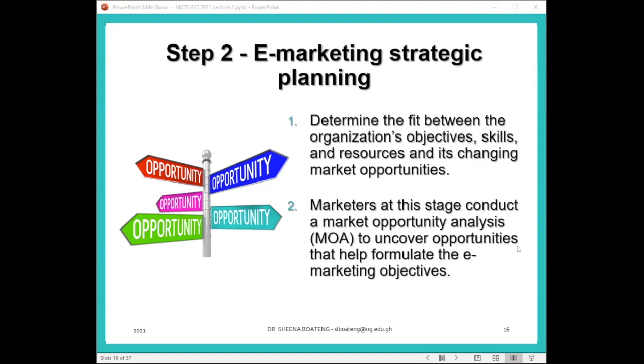So here we look at the firm's overall objectives, the skills and resources that they have at their disposal, and the marketing opportunities that we have identified from our situation analysis to see where there is a fit. And once we understand the firm's objectives, the skills and resources that they have at their disposal, and compare them to the market opportunities, we end up engaging in what we refer to as a market opportunity analysis. And this is where we are looking at selecting the correct opportunity that will give us the maximum returns, given the limited resources, skills, and capabilities that we have as an organization.